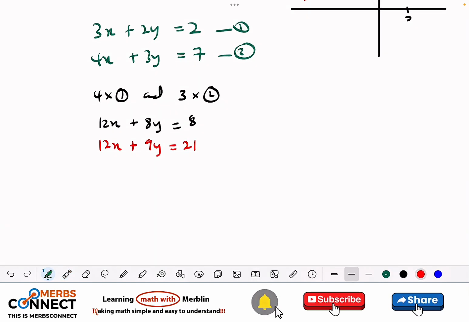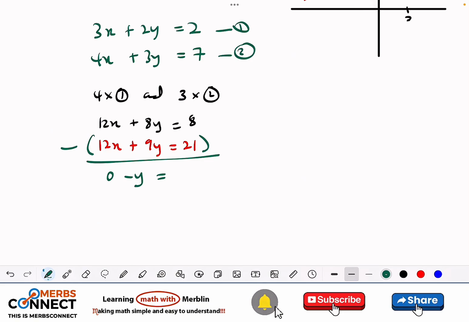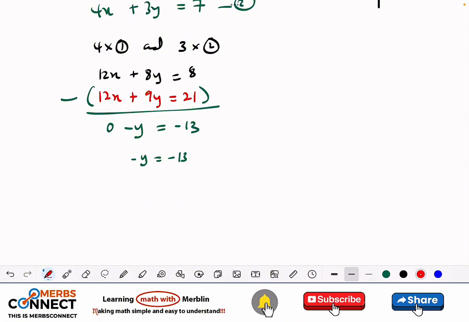So this is what I'm going to get. Now I want to subtract, and the x terms will be 0, right? So 0, and don't forget I'm subtracting. Then 8y minus 9y gives us minus y, is equal to 8 minus 21, which is minus 13. So 0 minus y is minus y, which is equal to minus 13, and we divide through by negative 1, and we have y is equal to 13.